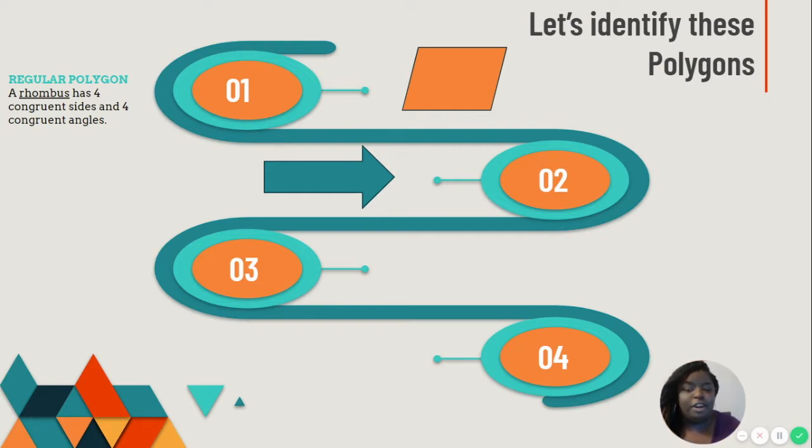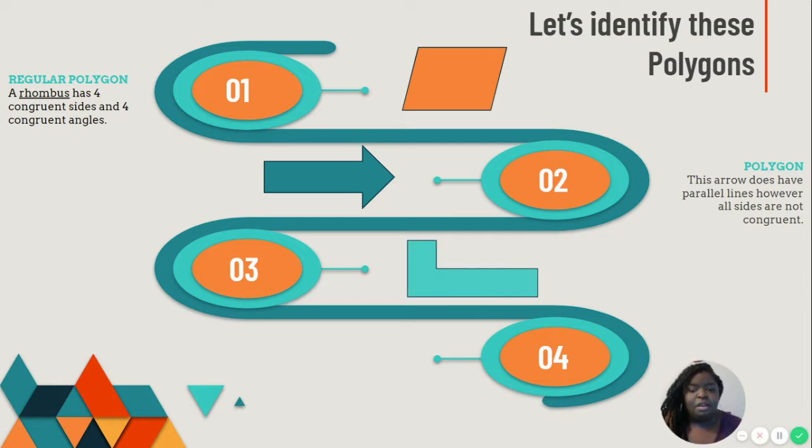For our next example, we have an arrow. Just by looking at this, we can tell that all of the sides of this arrow are not congruent. So this would be considered an irregular polygon. For our third example, we have an L-shaped figure. The sides of this L-shaped figure are not congruent. All sides are not the same. So this would be considered an irregular polygon.